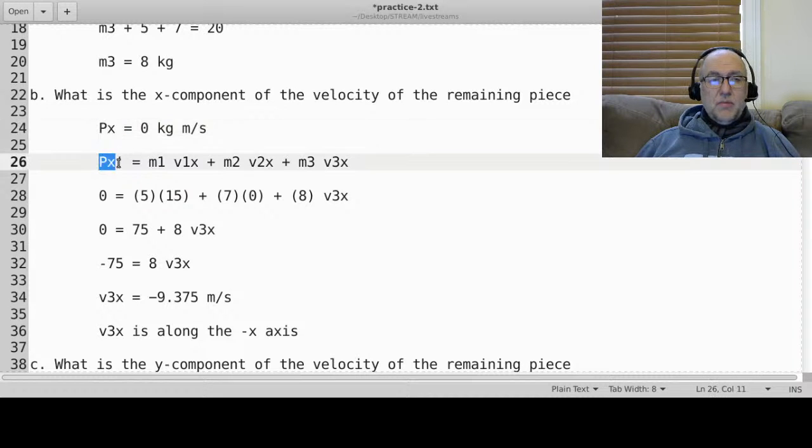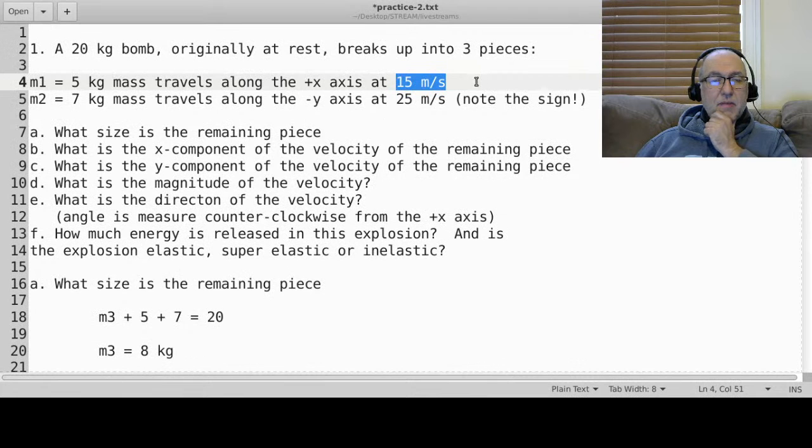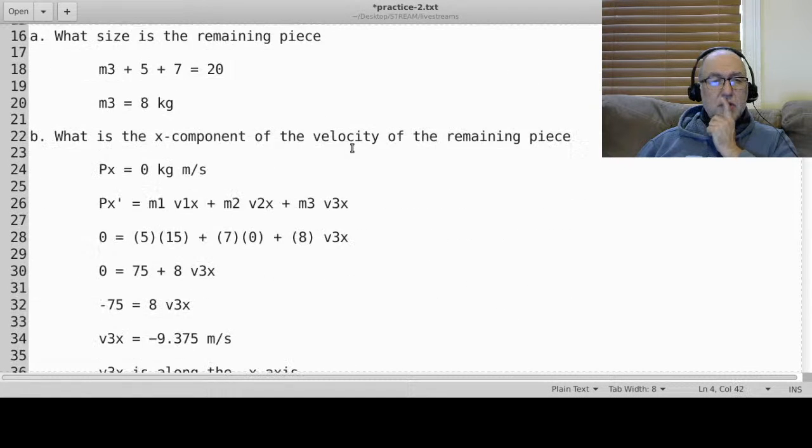Even though we have two symbols here, px and px prime, that's just to say it's the same quantity, but viewed from two different temporal perspectives, before and after. But the number had better be the same. So if it's 0 before, then it's 0 after. That's 0. So there it is. And then m1 was 5. v1x, you say, well, what's v1x? Well, I told you that it's traveling at 50 meters per second along the plus x direction.